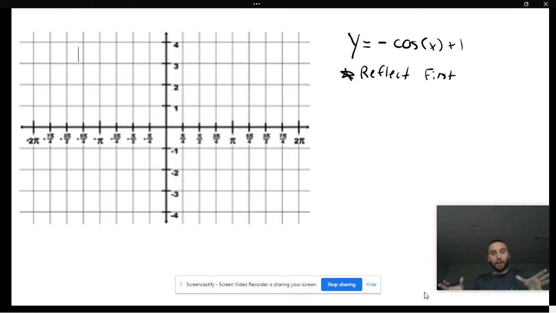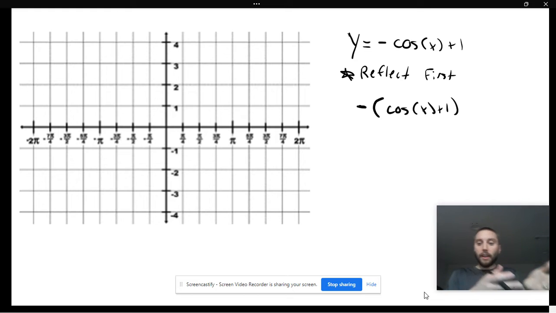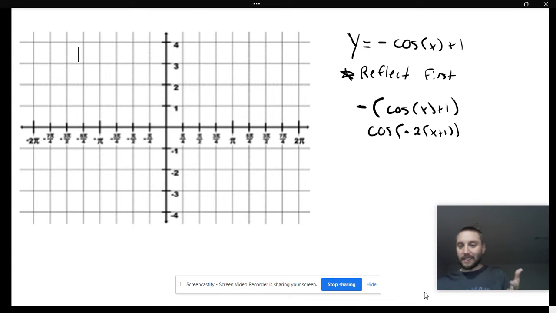Now, I don't want to put a blanket statement saying every single time you see a negative, it's always going to be a reflection first. A counterexample would be if it was like negative cosine of x plus 1. Then you would shift it up one and then you would reflect the whole thing. Or if this was a reflection over the x-axis, we're going to reflect it first when they look like this. This would be a reflection over the y-axis, then a shift to the left one.